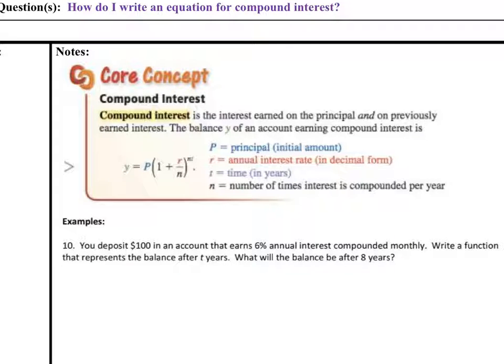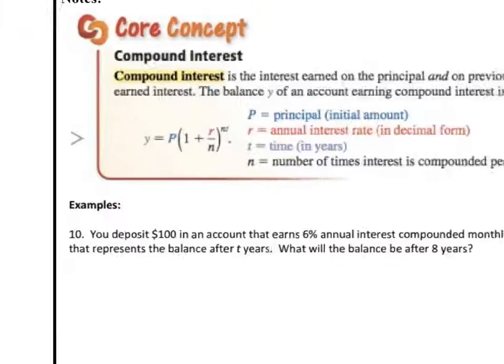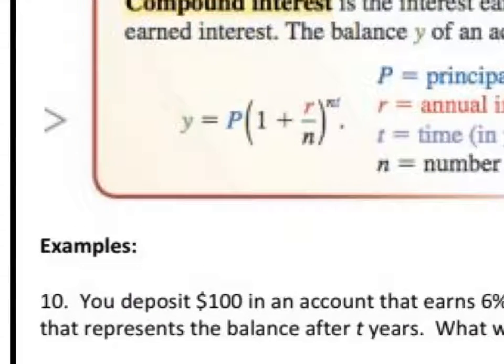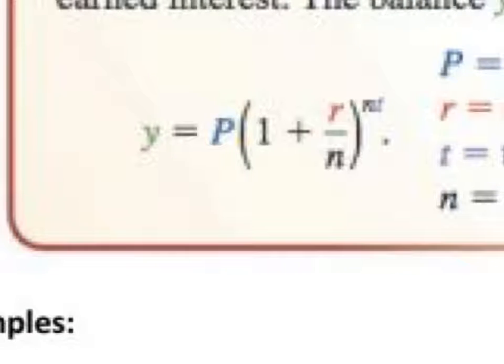Your equation for it: the interest earned on the principal and the previously earned interest, so it compounds over time. This didn't print out super well. If you need to copy it down again, it says y equals, the principal is where it starts, so that's just your starting amount again.